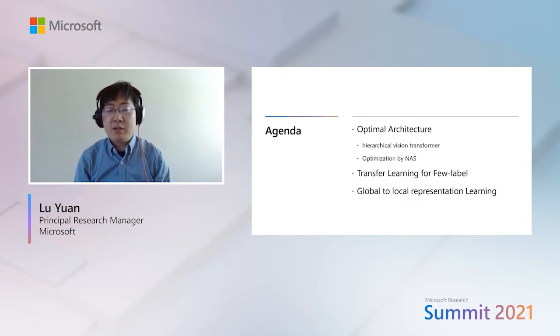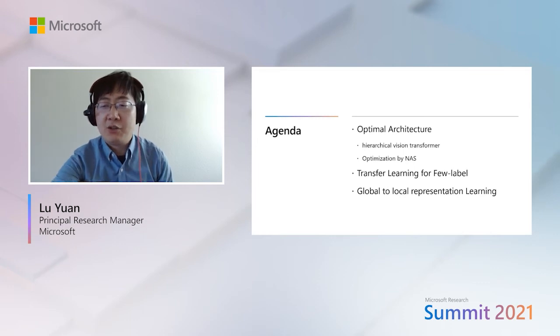Next, we use some examples from our latest work to demonstrate how to develop foundation models for visual representation learning. We will talk about several key factors like optimal architecture, including hierarchical vision transformer and network architecture search, and self-supervised learning for few-label transfer. Following these key factors, we further talk about the extension from global representation to local representation learning.